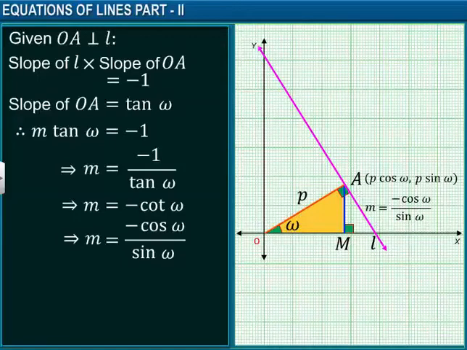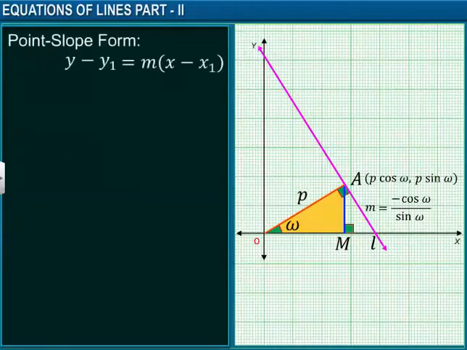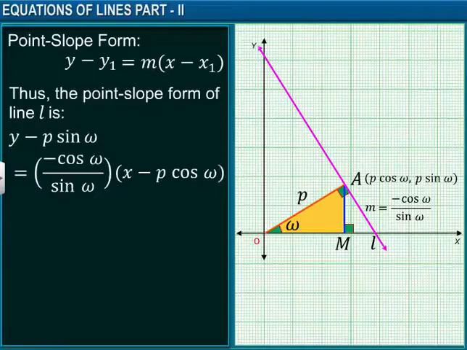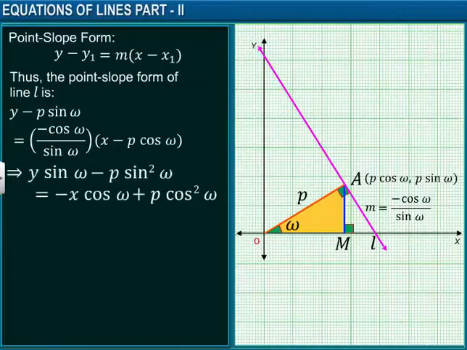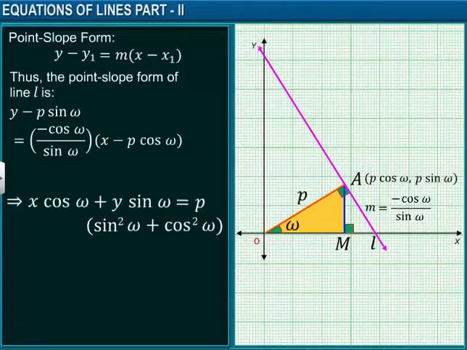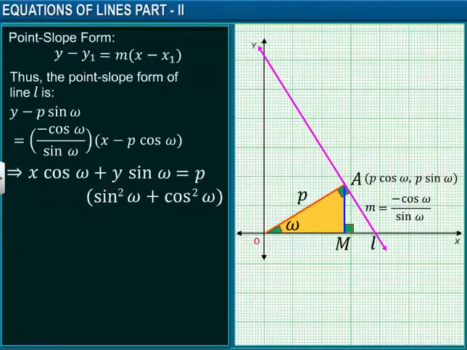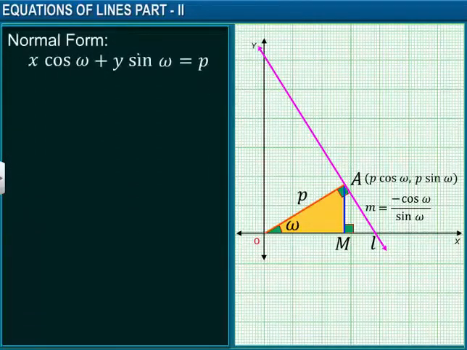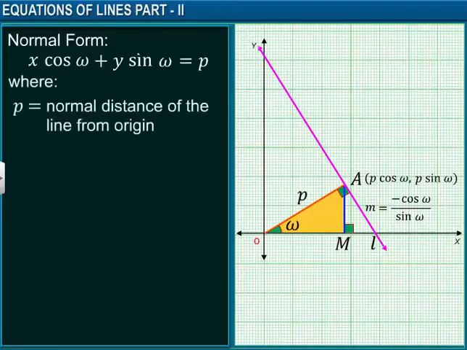We already know the point-slope form of the equation of a line with slope m passing through a given point x1, y1. Substituting the values of slope m of the line and the coordinates of point A in the point-slope form, we get this. On simplifying, we get the equation of the line as x cos omega plus y sin omega is equal to P. This is the normal form of the equation of a line, where P is the normal distance of the line from the origin and omega is the inclination of the normal drawn from the origin to the given line.